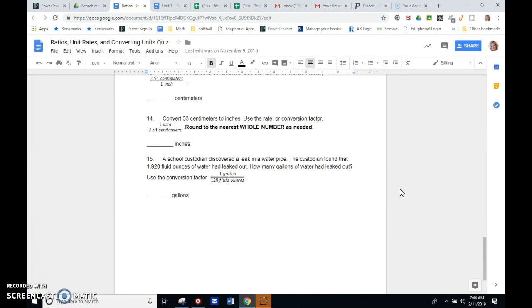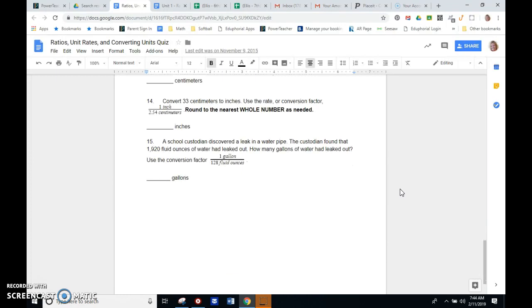Number 15. A school custodian discovered a leak in a water pipe. The custodian found that 1,920 fluid ounces of water had leaked out. How many gallons of water had leaked out? Use the conversion factor 1 gallon to 128 fluid ounces.